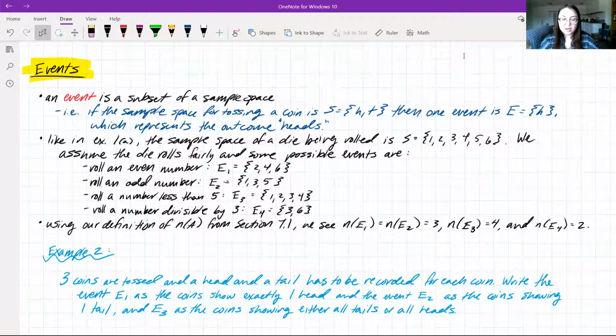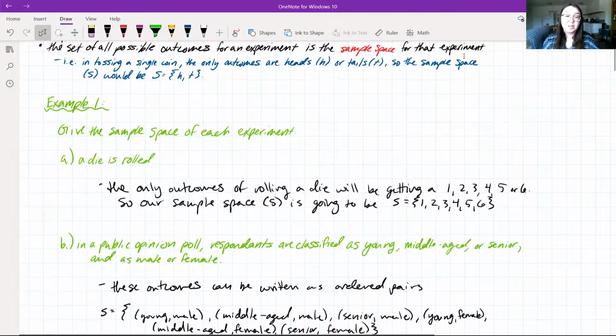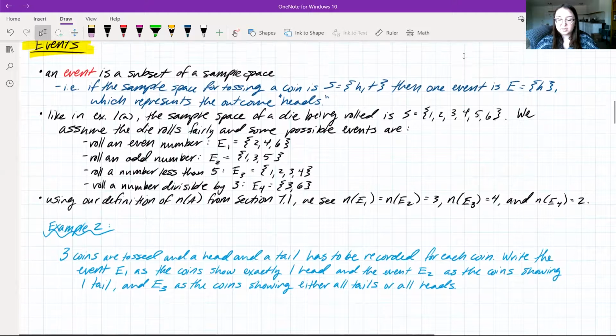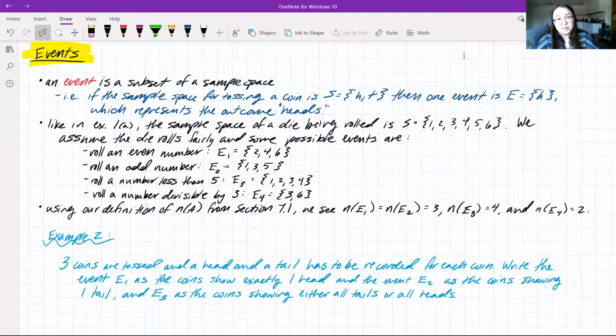So like in example 1A, where we had rolling the die, a sample space of a die being rolled is S is equal to 1, 2, 3, 4, 5, and 6, which we already found. We assume the die rolls fairly, and so possible events are going to be what follows. So when we say we assume the die rolls fairly, you can actually purchase dice that will roll unfairly, and that means that it will be weighted differently so that you'll constantly roll different values. So when we talk about a die, we're talking about dice that roll evenly, not dice that are weighted in any sort of ways.